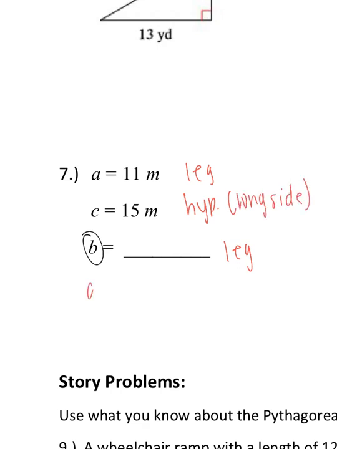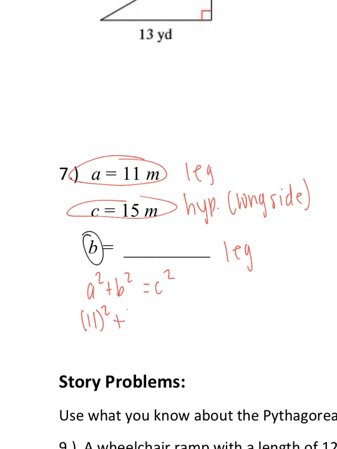You know your equation is a squared plus b squared equals c squared. So I'm just going to plug in what's given to me, which is a and c. So I have 11 squared. I don't know b, so that's going in as b squared, and then 15 squared. And you're going to solve it like a normal equation.